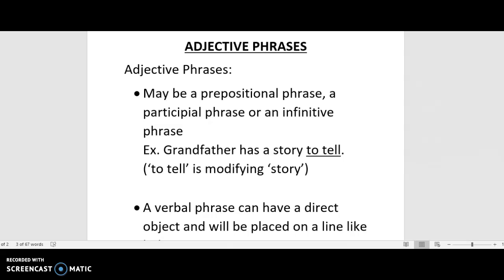The next one, the shelves in the basement were loaded with jars of food. So in the basement is the first one, and what does it modify? If you said shelves, you were correct. What is the next prepositional phrase? Well, hopefully you said of food, and that modifies jars. So hopefully you have that one.